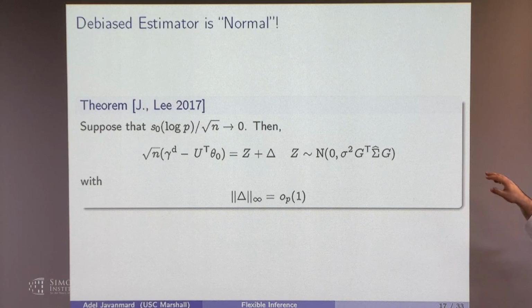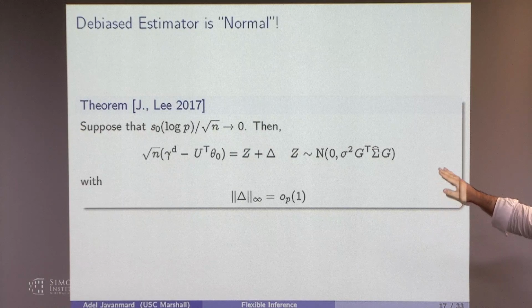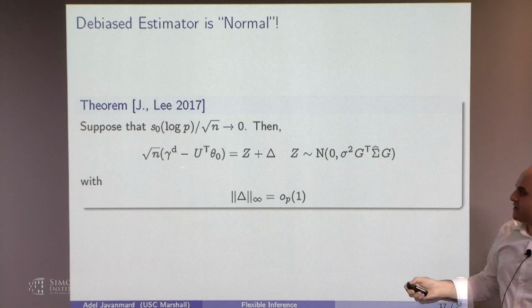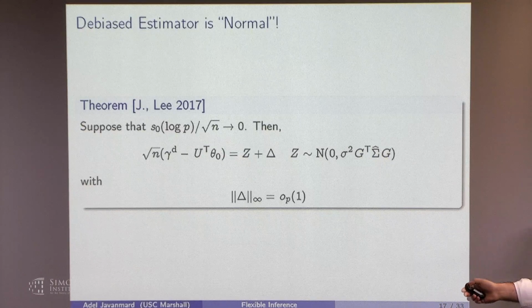Now the theorem is that if S log P over root n goes to 0, then this is a debiased estimator of U transpose theta 0. So gamma d minus your signal is given by some Gaussian noise. You know exactly what the distribution and the covariance are. And delta, the bias term, vanishes asymptotically in infinity.